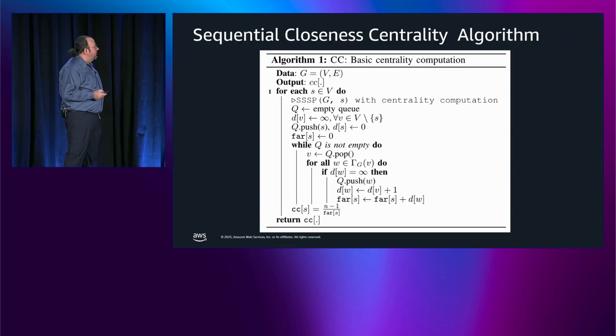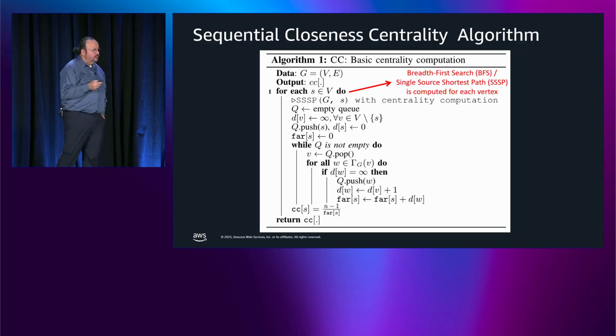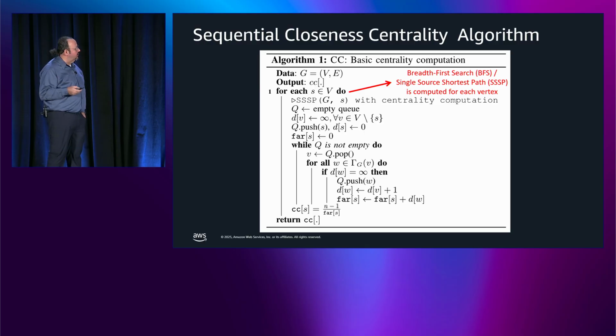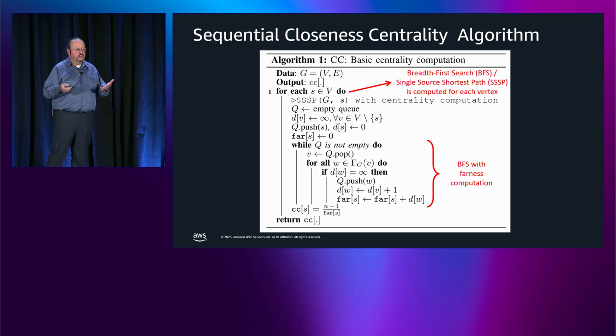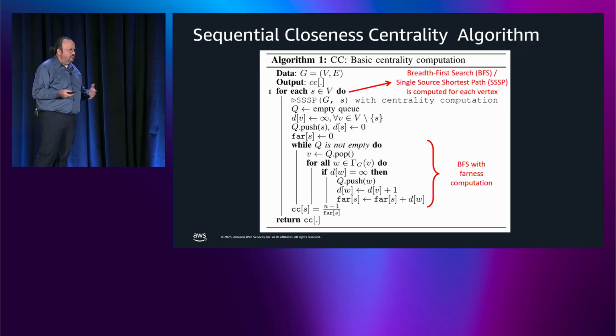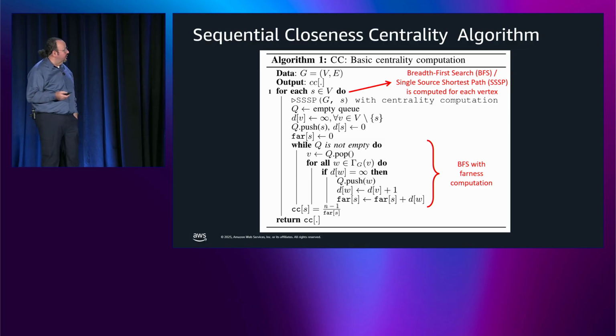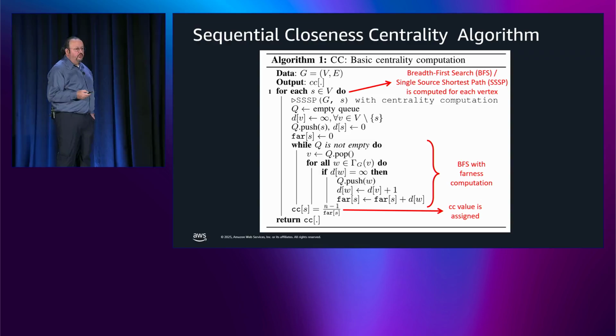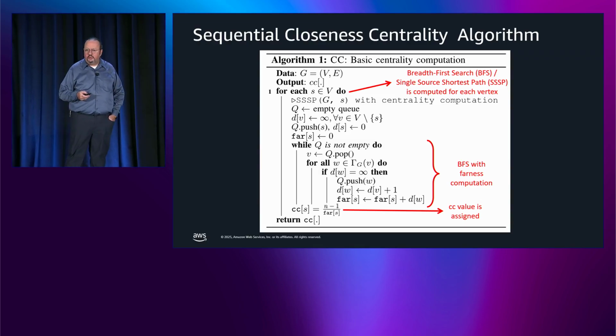So the algorithm starts with, for every single vertex, you need to compute its closeness centrality. For every single vertex, you need to run either a shortest path algorithm, if your graph is weighted, or simple BFS if you're running on an unweighted graph, and then you write the output by normalizing. Okay?